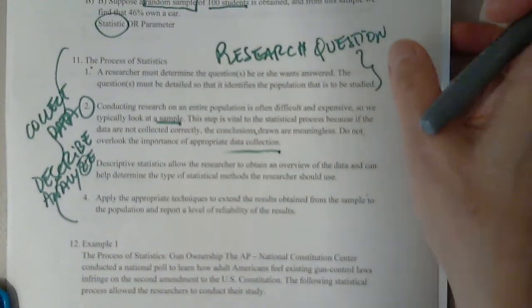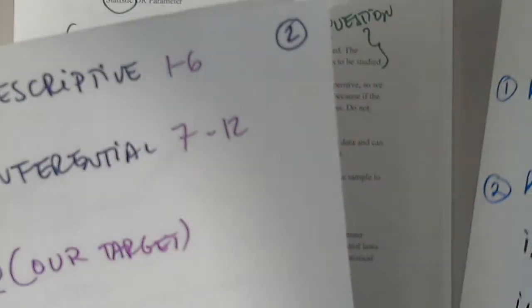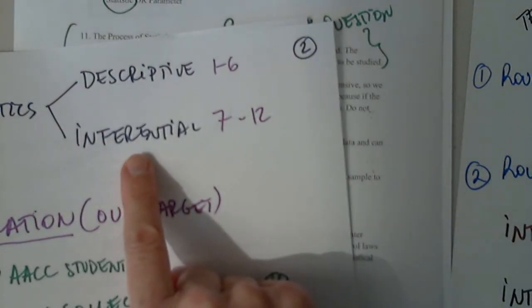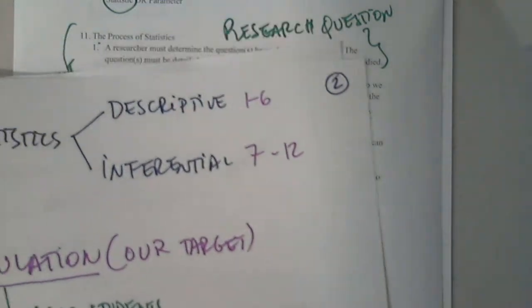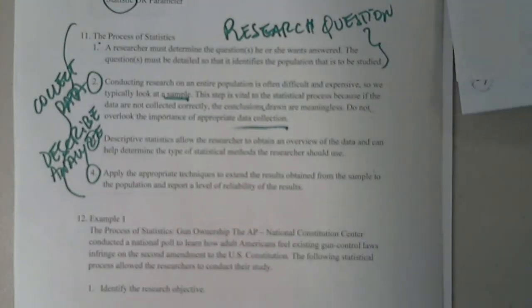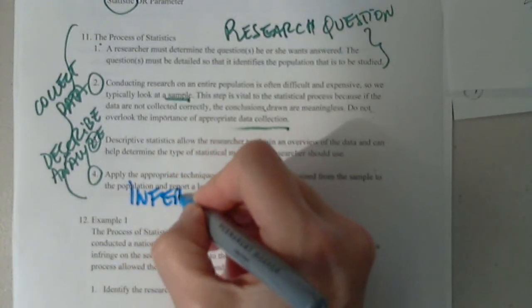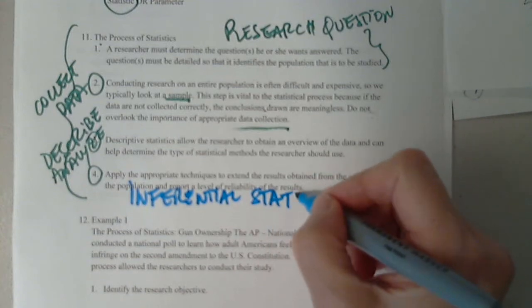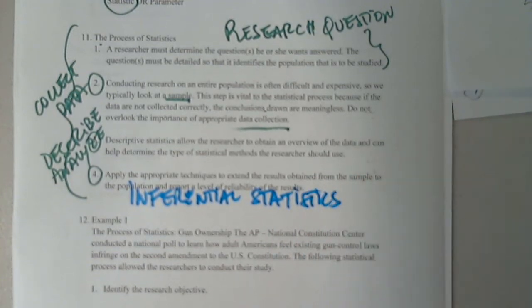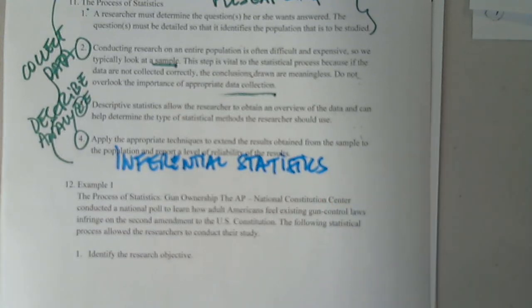And what is the last step of any statistical process? Draw a conclusion. Yes, exactly. Inferential. We are drawing conclusions about the population that we don't have. Inferential statistics. Draw conclusions. Excellent. Perform the inference.